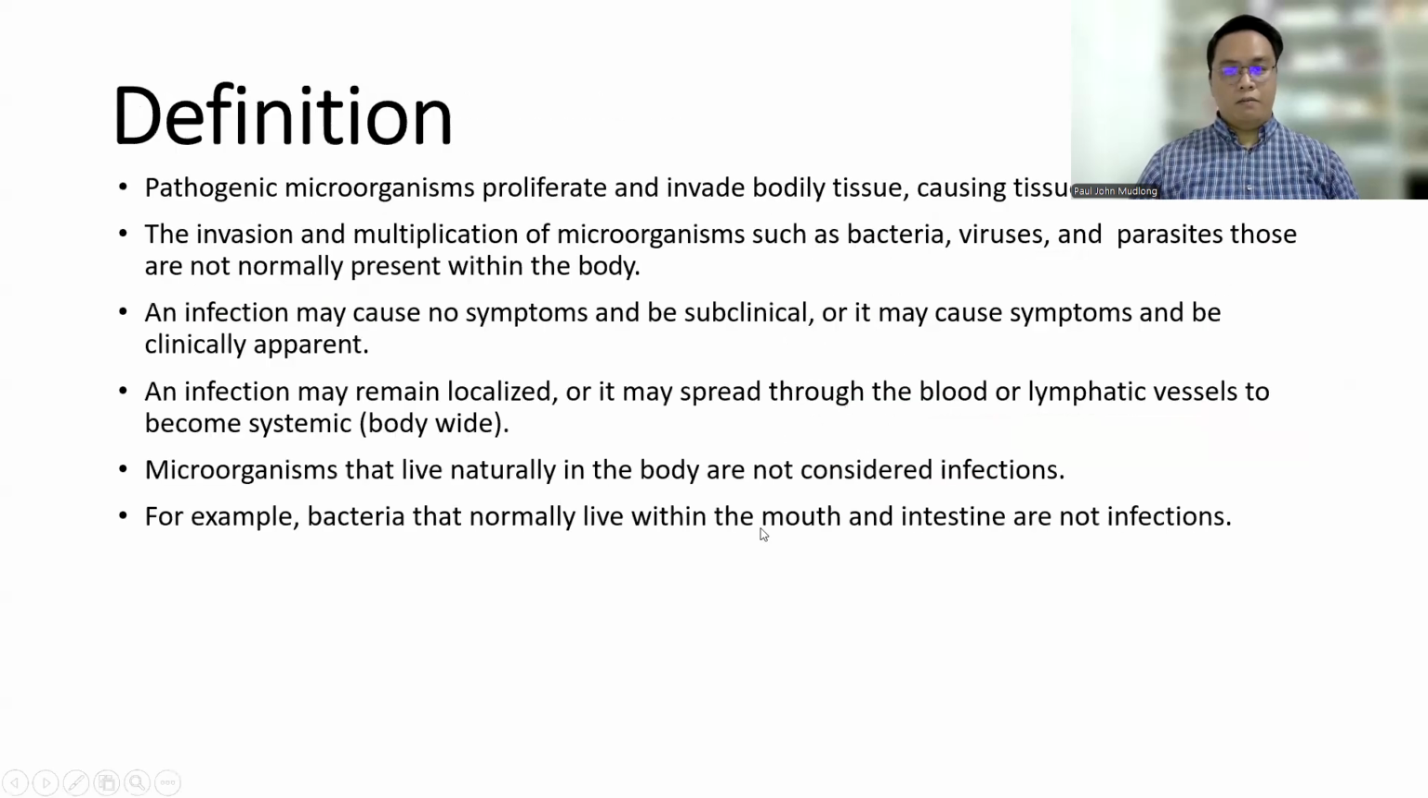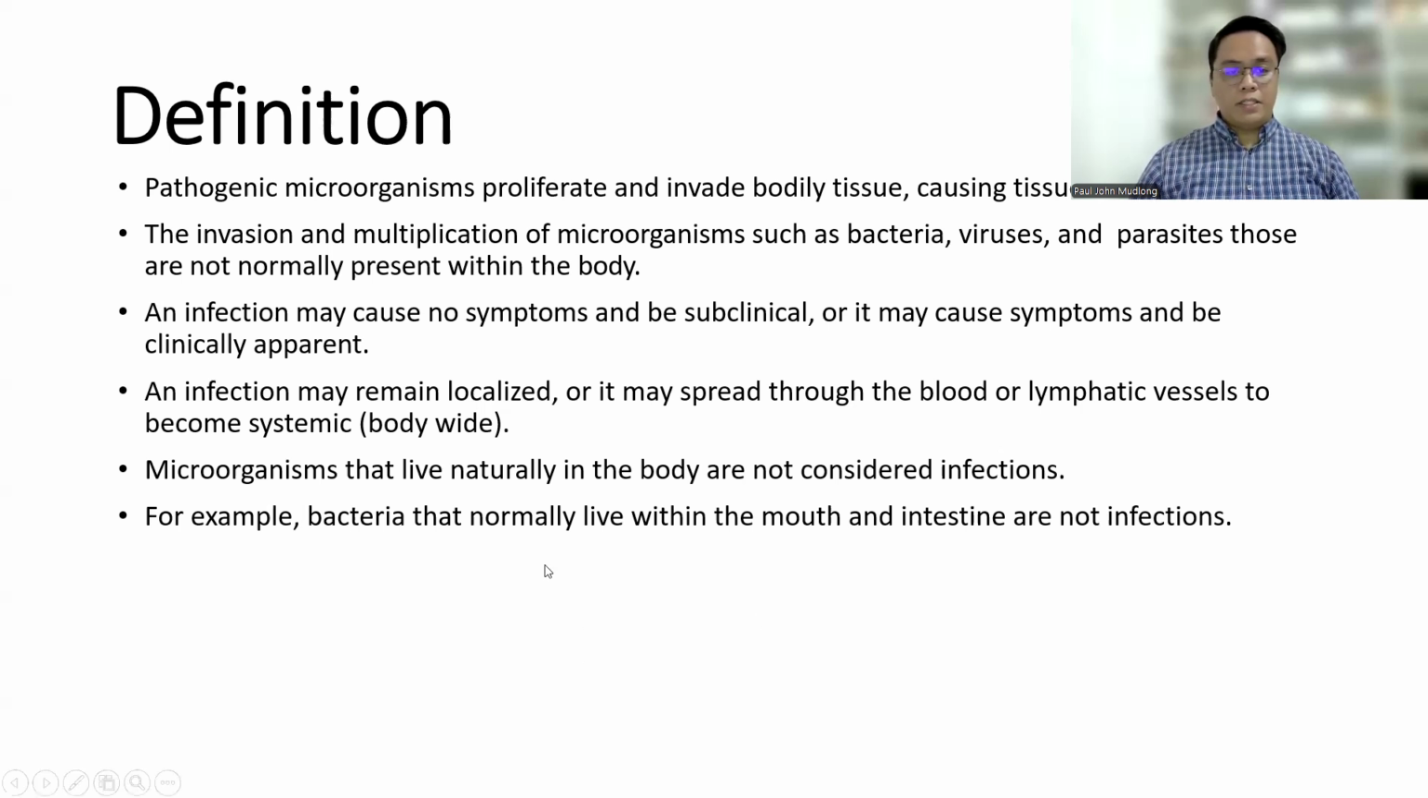So let's define these key terms. Pathogenic microorganisms proliferate and invade bodily tissue, causing tissue harm and disease. Infection is the invasion and multiplication of microorganisms such as bacteria, viruses, and parasites that are not normally present within the body. An infection may cause no symptoms and be subclinical, or it may cause symptoms and be clinically apparent. An infection may remain localized, or it may spread through the blood or lymphatic vessels to become systemic or body-wide.